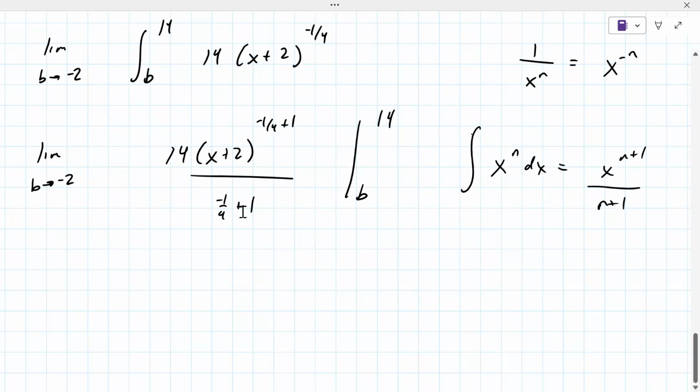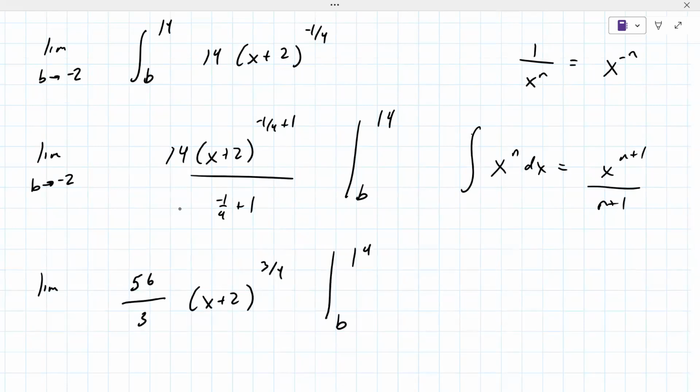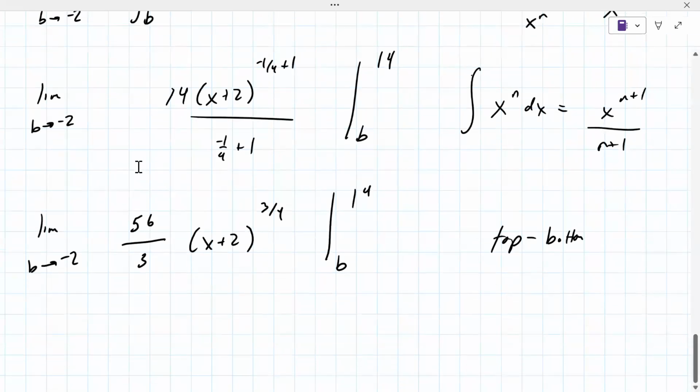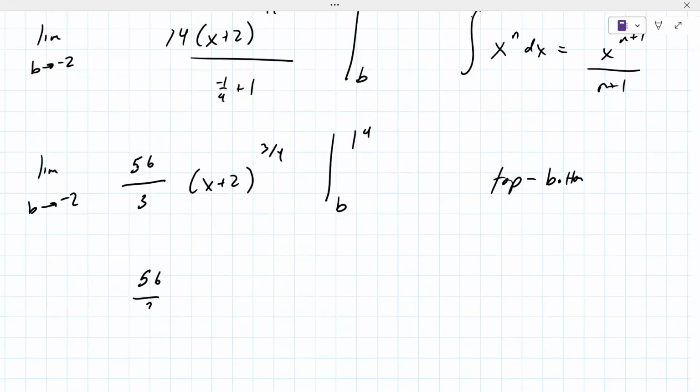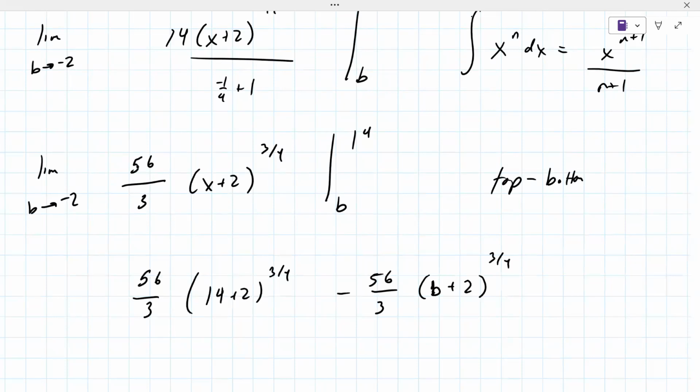So leverage your calculator. This is 3/4, this is 3/4, 14 over 3/4 is 14 times 4/3, is 56 over 3, x plus 2 to the 3/4 power evaluated for e to 14. And then you always put top minus bottom. That'll make sense in the area bounded by curves stuff coming up as well. So this is 56 over 3, 14 plus 2 to the 3/4 power minus 56 over 3, b plus 2 to the 3/4 power, limit as b goes to -2.